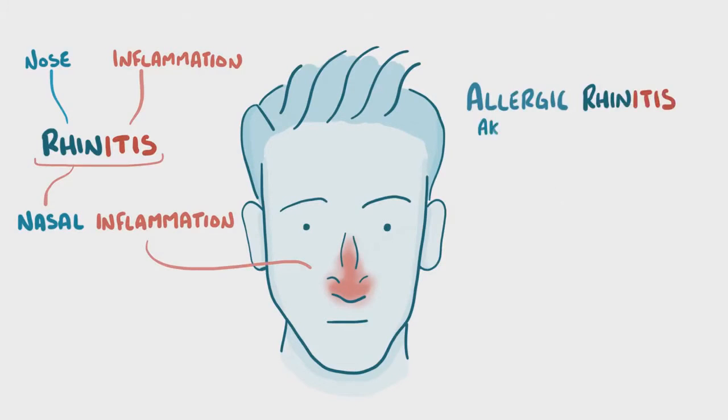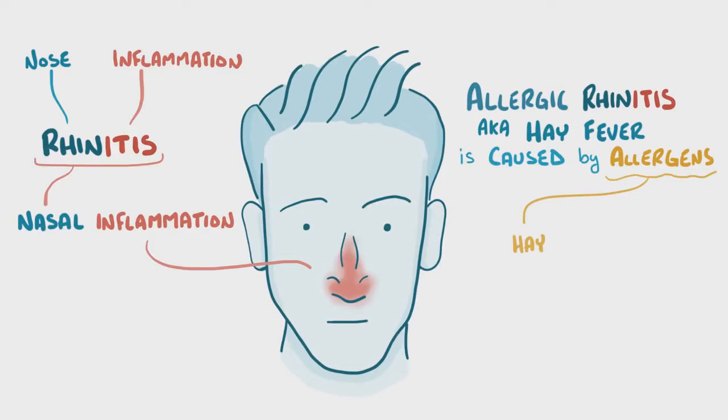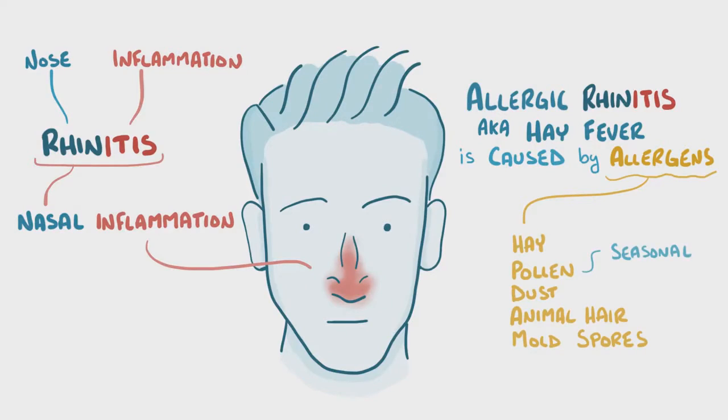Allergic rhinitis is also called hay fever because it's typically caused by allergens like hay, as well as pollen, dust, animal hair, or mold spores. Since the main trigger is pollinating plants, allergic rhinitis will flare up at specific times of the year.